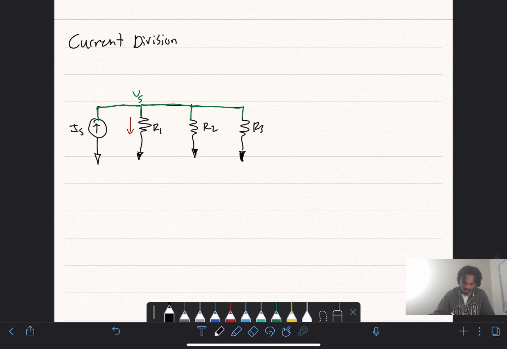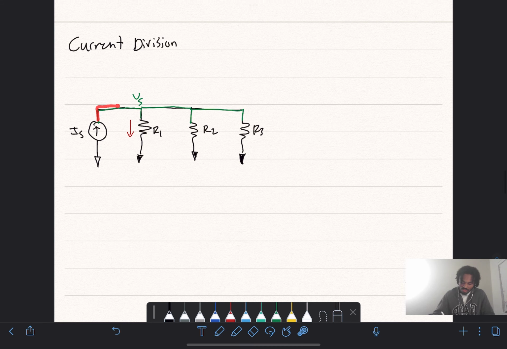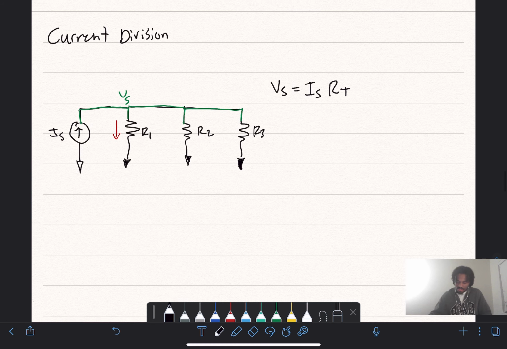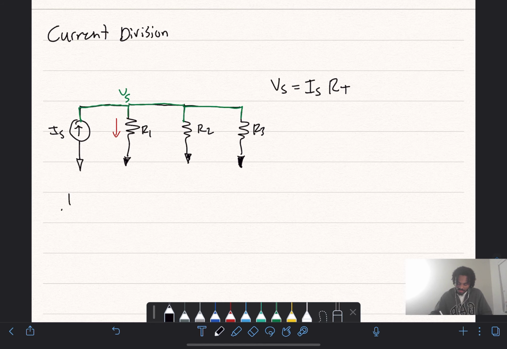Just starting with Ohm's law, there's a voltage across all of these resistors, which is given by Vs. That voltage, Vs, is going to be equal to our source current times the equivalent resistance of all of these, which we're going to call RT. And because these resistances are in parallel, 1 over RT is going to be equal to 1 over R1 plus 1 over R2 plus 1 over R3.